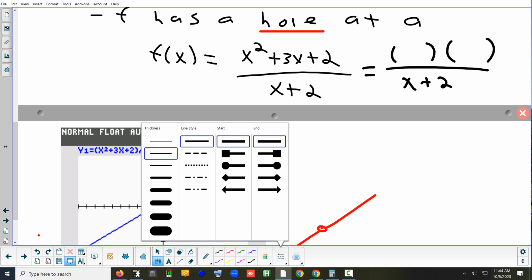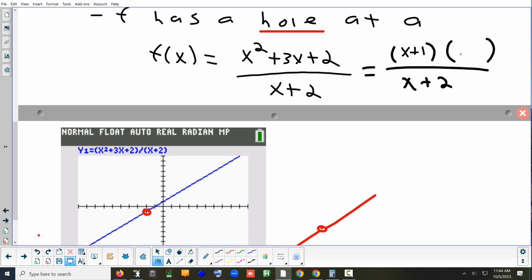Yep. X plus 1 times x plus 2. X plus 1 times x plus 2. And what do you notice when you look at that fraction? What's in the top and what's in the bottom? Yeah, there's 2x plus 2. Right. They have what's called a common factor. If you have a common factor, it's like they cancel out.